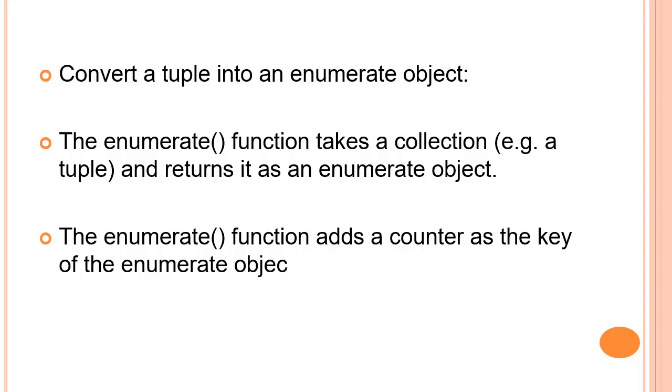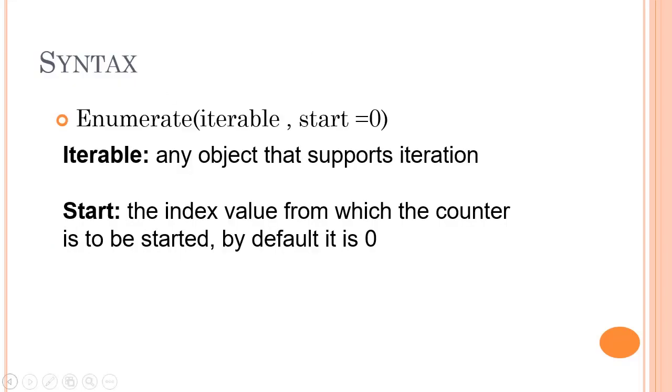Let's look into the syntax of the enumerate object. This is how an enumerate object looks. We use the keyword enumerate with a small e, so that was just a typo. Then there's an iterable. The iterable can be anything: a list, a tuple or a set.